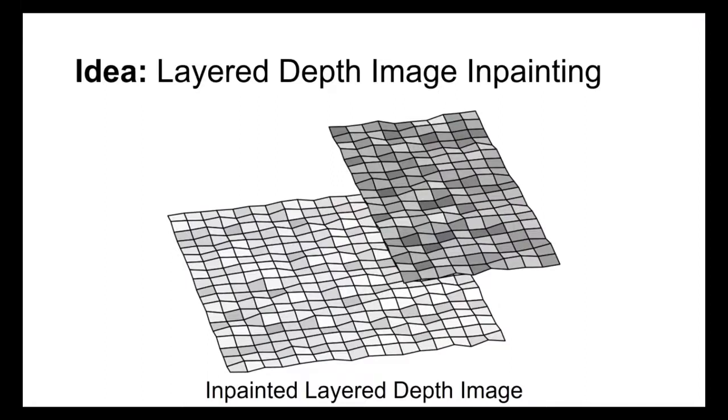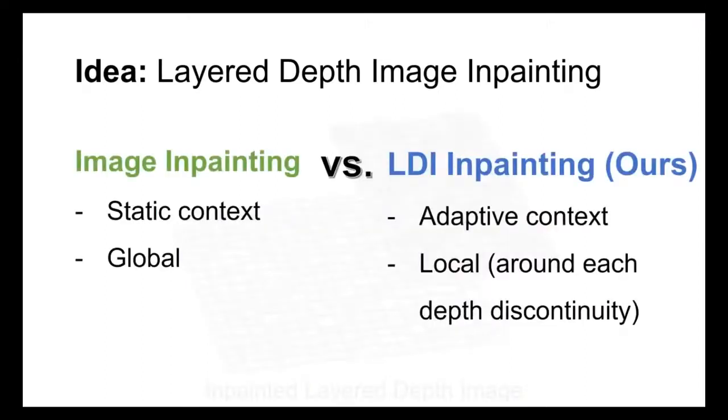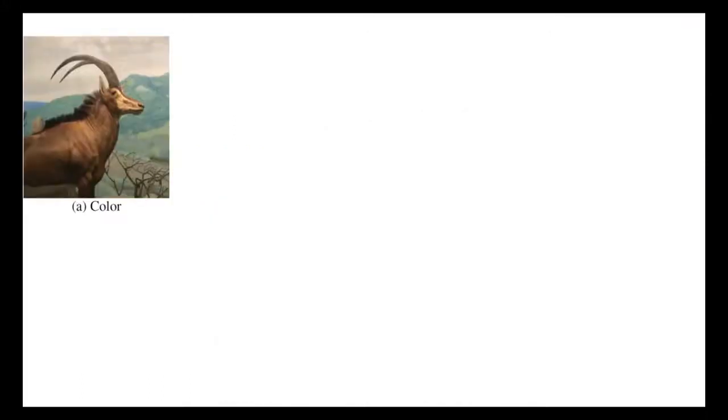The one crucial difference between LDI-based inpainting and image inpainting is that LDI inpainting has adaptive context and is local, compared to image inpainting, which uses a global, static context where every known pixel is context. This is important because the source regions you want to use are different from one depth edge to another. All right, so let's zoom out a little bit to see how everything fits together.